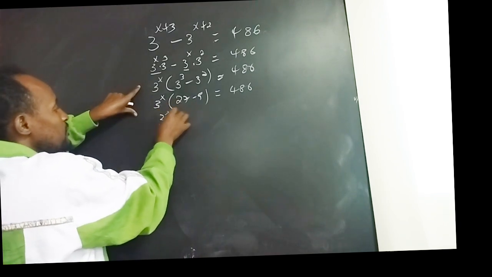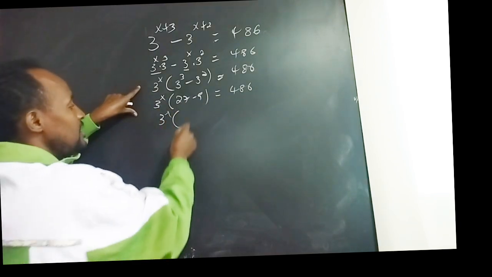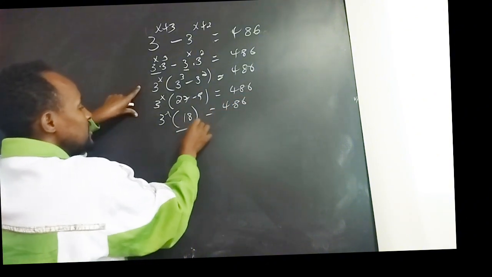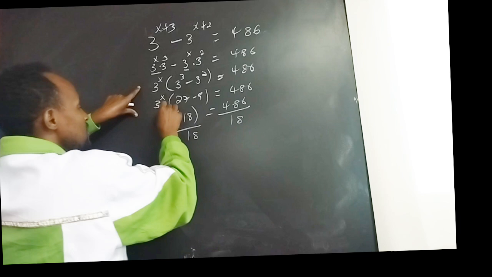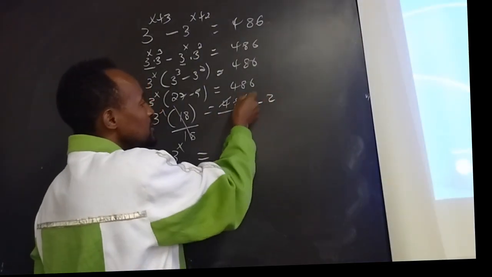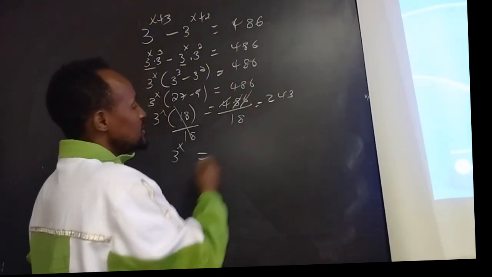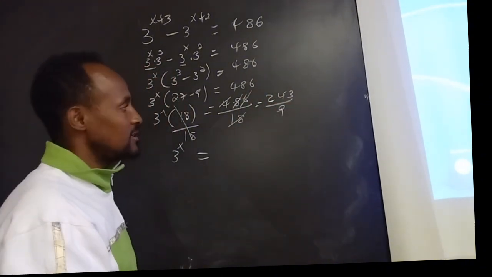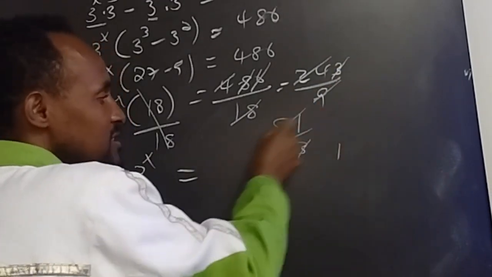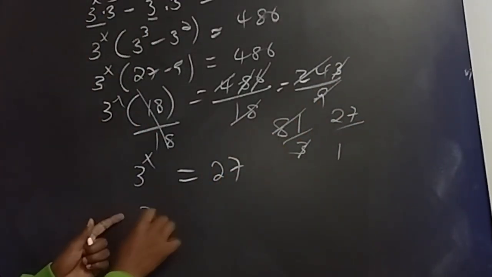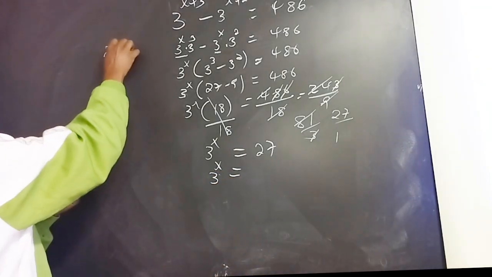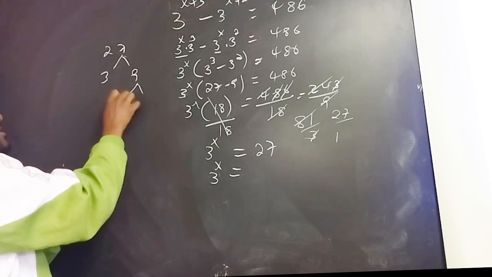Then 3 to the power of x times 27 minus 9, which is 18, is equal to 486. Divide both sides by 18. So 3 to the power of x is equal to 27. Writing 27 as a base of 3: 27 divided by 3 is 9, 9 divided by 3 is 3.